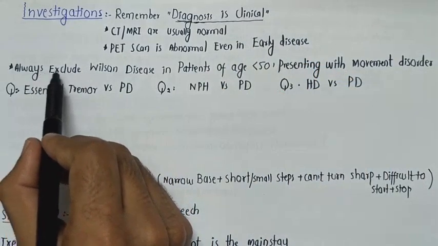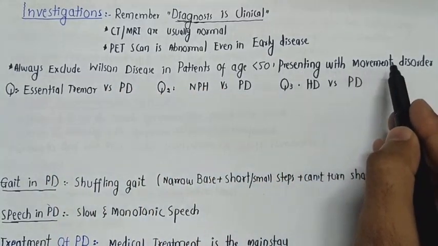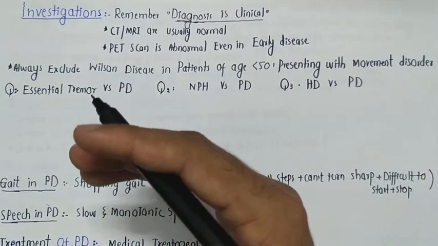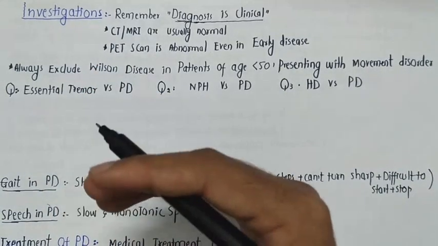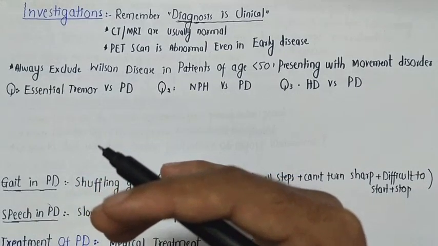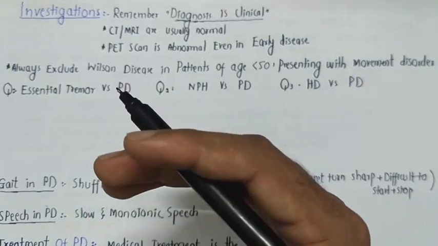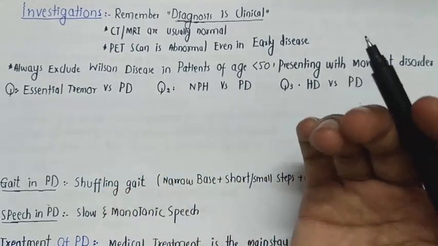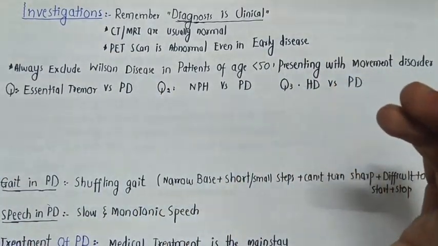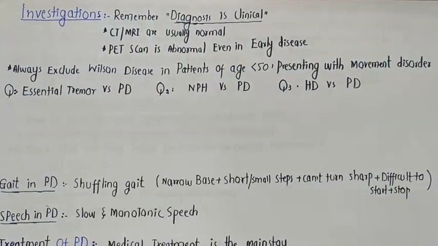Now, always exclude Wilson disease in patients of age less than 50 presenting with movement disorders. Wilson disease is a genetic disease where there is defective metabolism of copper, due to which copper starts to deposit in the central nervous system, and it manifests in different types of movement abnormalities. So a patient less than 50 presenting with movement disorder, you should exclude Wilson disease.